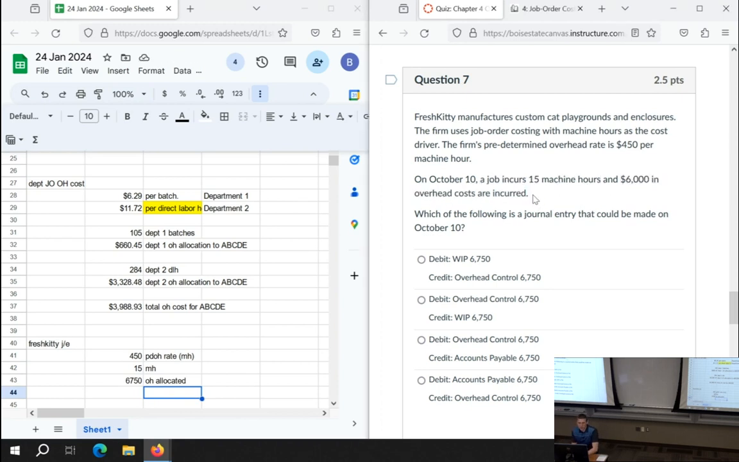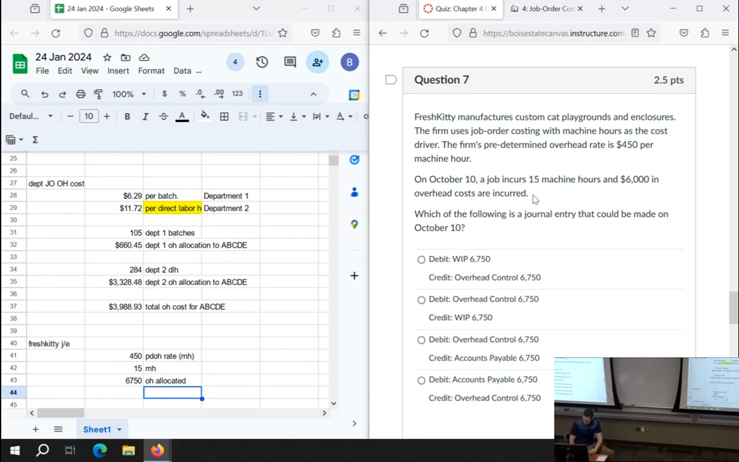So that's about actual overhead costs. What do they do? They have machinery that helps put together these playgrounds and enclosures, perhaps, which is why they use machine hours. And they had to repair a machine, and it cost $6,000. That's not necessarily connected to that job that went through. It's not like that job caused the machine to break and need repairs. No, many jobs went through the machine, and over time, the wear and tear caused the machine to break and need repairs. So that's why we set up the overhead control account.